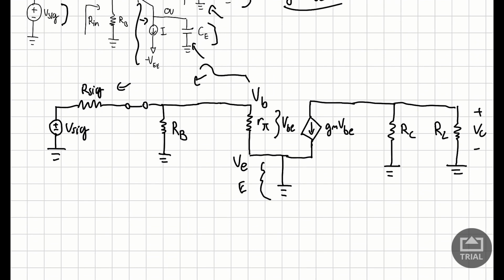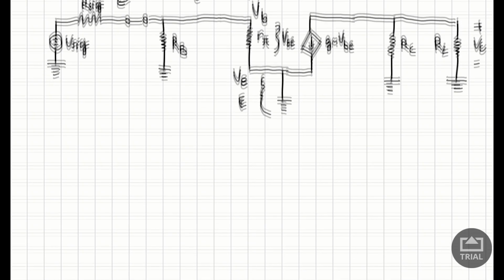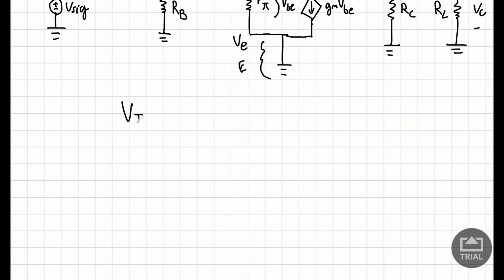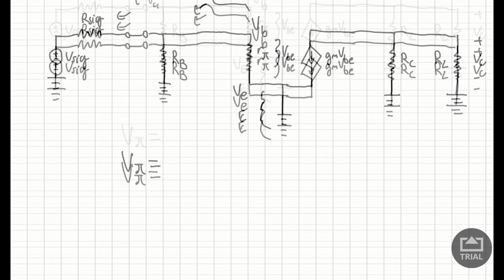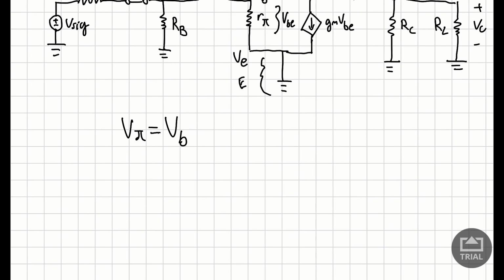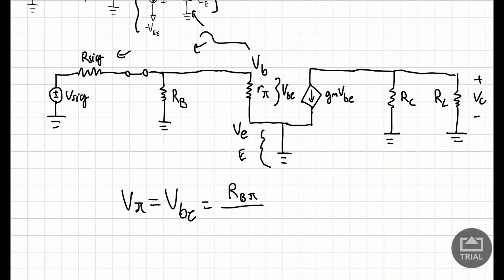Okay, so now that we know that, we can say that our V pi, which is technically also equal to VBE, is going to be equal to RB pi. That is because these two resistors are in parallel. So RB in parallel with R pi is going to be RB pi.